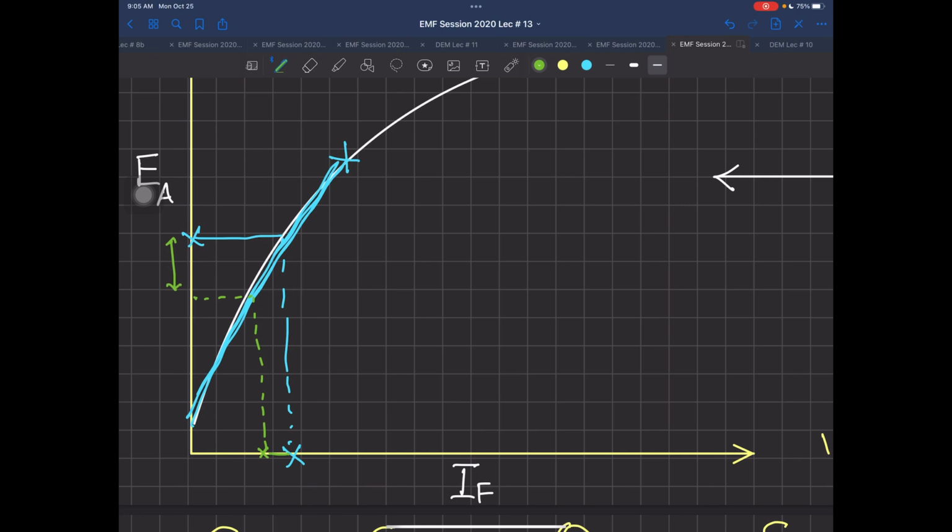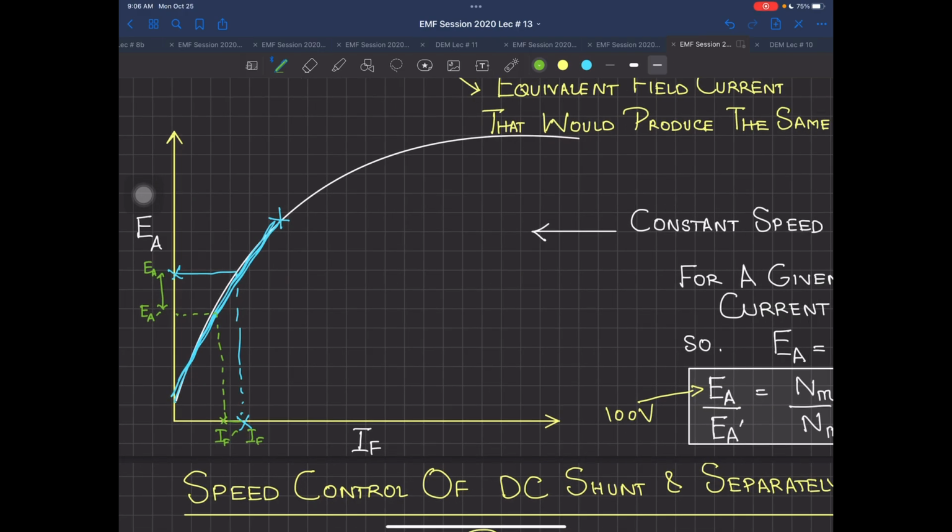Got it? If you are in the linear region of your BH curve, your field current previously was IF, now this will change to IF dash. Your previous EA will now change to EA dash. So a 1% decrease in flux means a 1% decrease in EA. But again, this assumption is based on the condition that you are in the linear region of your BH curve, because this is a BH curve in front of you.